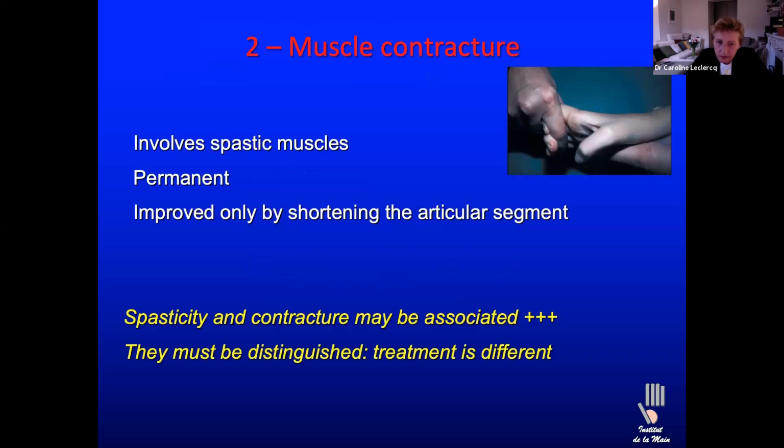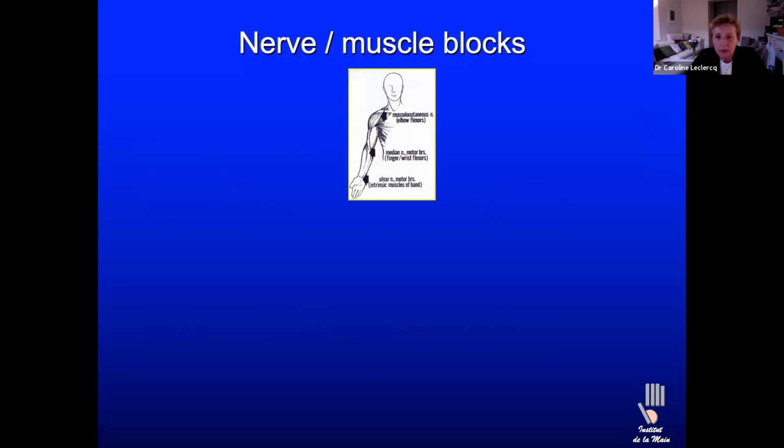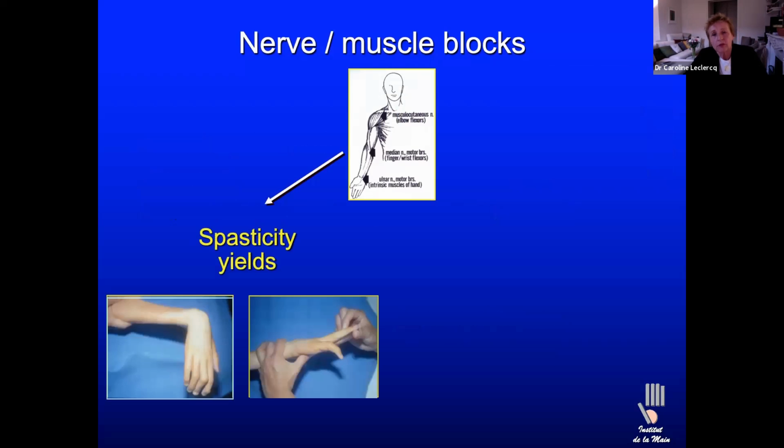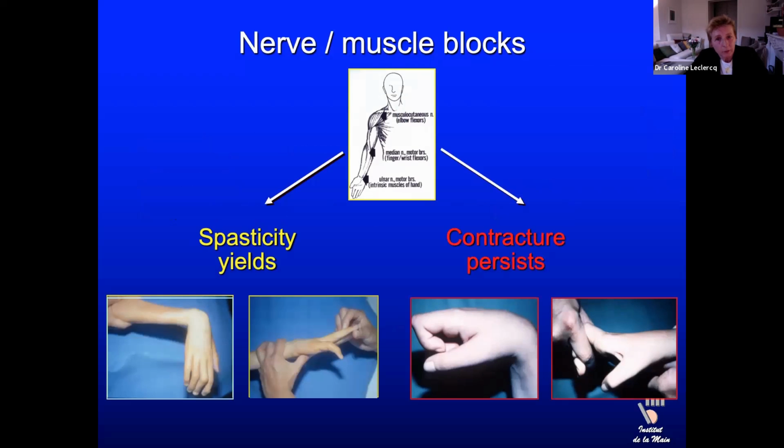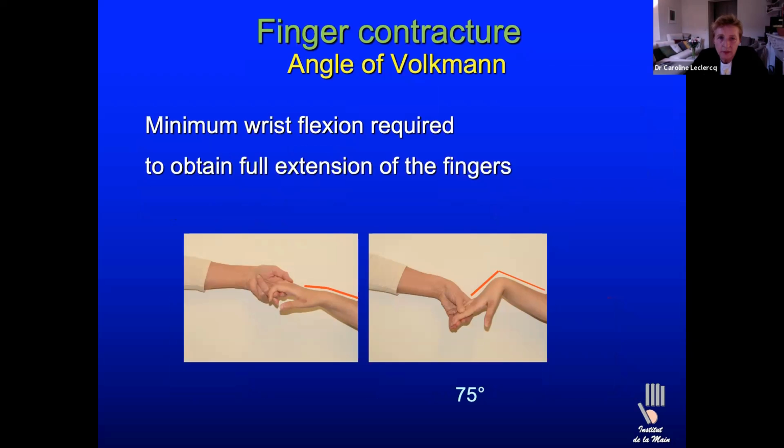The problem is that spasticity and contracture, of course, are very often associated, but we need to distinguish them because we will see that they have a different treatment. We get some help from some substances, and namely nerve blocks and muscle blocks, because when we apply these blocks, spasticity is going to yield, whereas contracture persists. So in severe cases of spasticity, this is extremely interesting.